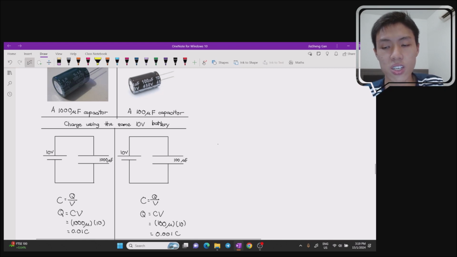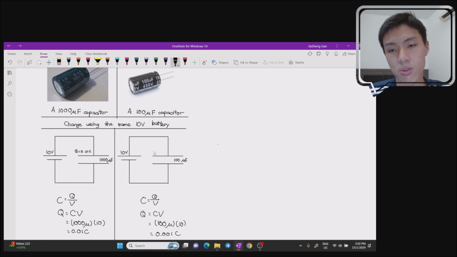Okay, you rearrange the equation and get Q is equal to CV. Sub in your C and your V, and for the capacitor on the left, you will have a charge of 0.01 coulomb. So it means that once you fully charge this capacitor, the amount of charge that you have in this capacitor is 0.01 coulomb. Whereas the capacitor on your right over here will store an amount of charge which is 0.001 coulomb. Okay, right over here we can see that 0.01 is greater than 0.001.